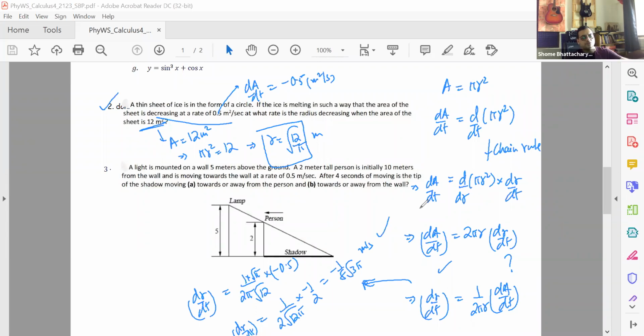So you'll realize that there's no difference between this and what we've done earlier. It's just there we expressed r in terms of A and then used the chain rule. Here we had the original expression of A with respect to r, and we use that expression to find dr by dt from the value of dA by dt. So they're the same thing, but slightly different approaches.